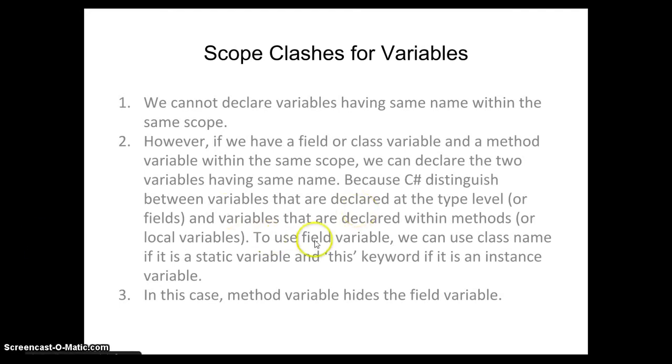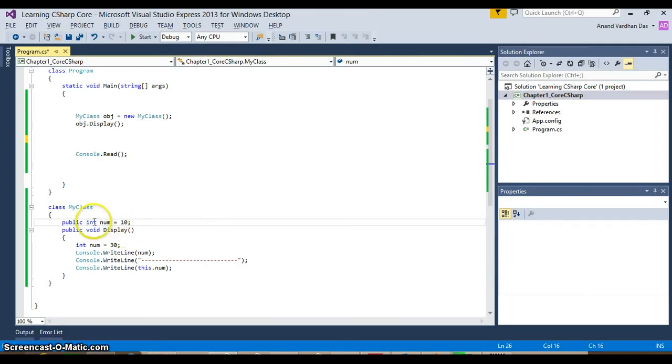Now, to use a field variable, we can use the class name if it is a static variable, and the this keyword if it is an instance variable. We just saw an example of an instance variable. We can see how this works for a static variable. Instead of an instance variable, we can create a static variable simply by putting the static keyword.